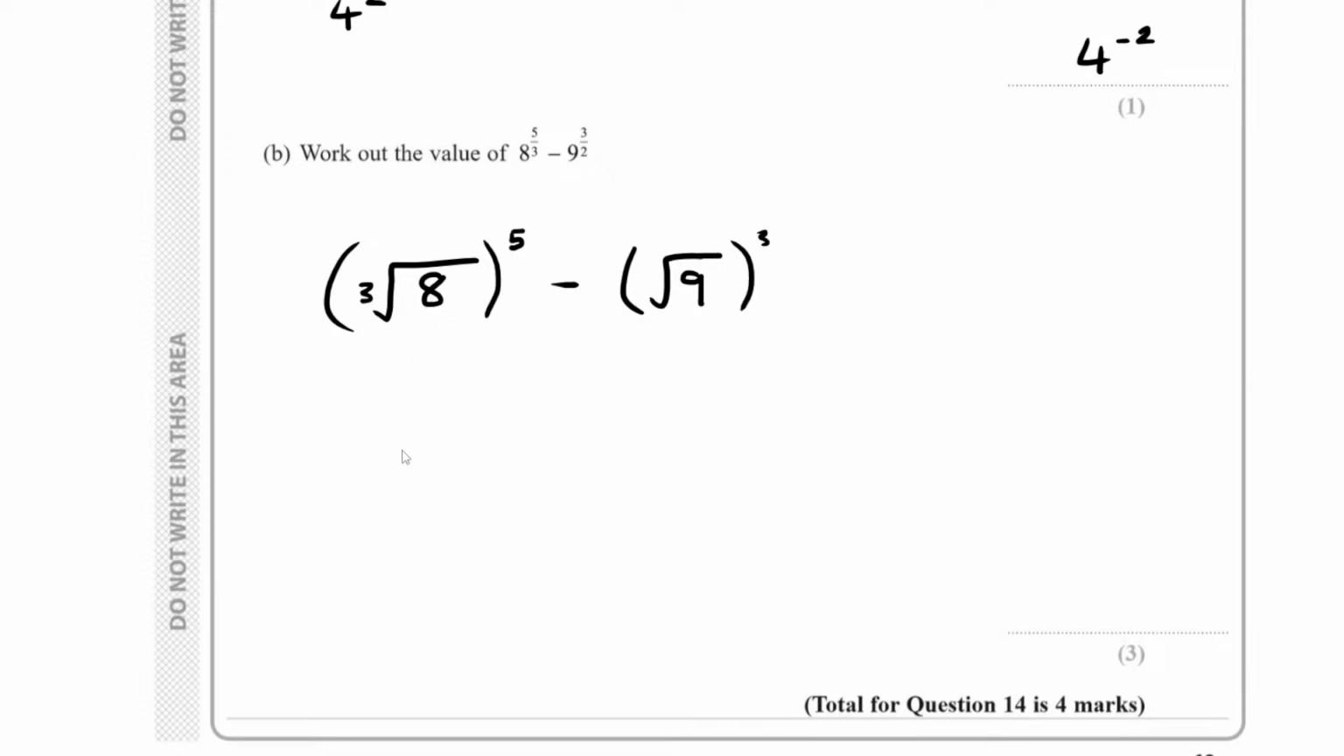So cube root of 8, hopefully you know this, you should have this memorized, is 2. So then we'd work out 2 to the power 5, and then we'd subtract. Square root of 9 is obviously 3 cubed. And then you could work these out. 2 to the power 5 is just 2 times 2 times 2 times 2 times 2, right? 5 times. So that's 32. Minus 3 to the power 3 is 27. Okay, and then because they said work out the value, you've actually got to subtract that, so that's obviously 5. So they're just basically doing fractional powers twice.